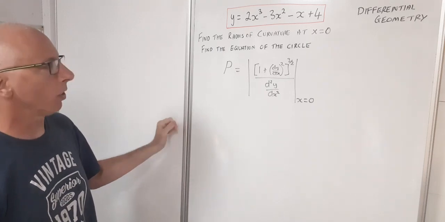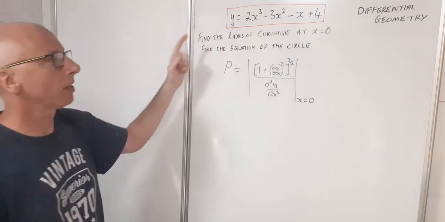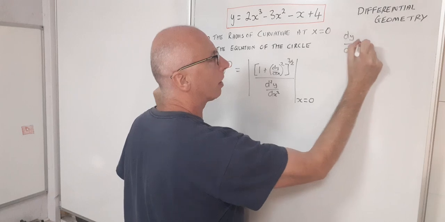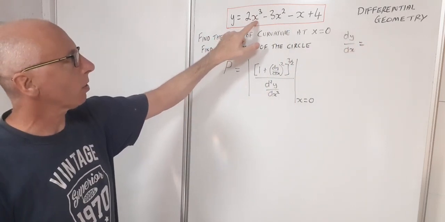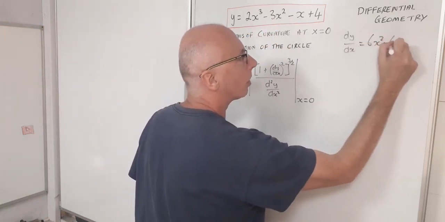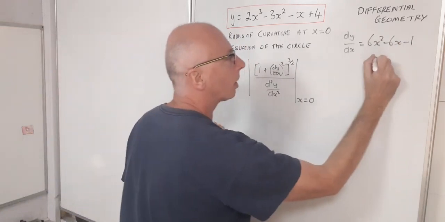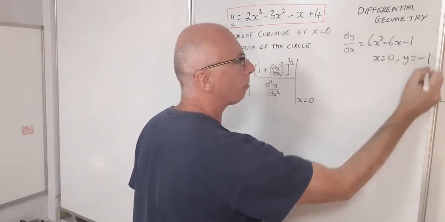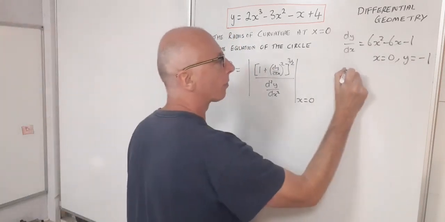So what we're going to do here, first of all, let's get our building blocks for this equation and find the derivative and second derivative of this. So dy dx of this, well, that's going to be, using the power rule and the sum rule, 6x squared minus 6x minus 1. And then evaluating that at x equals 0, because that's what we want. At x equals 0, the other terms cancel out, so we're left with minus 1. So that's pretty straightforward.